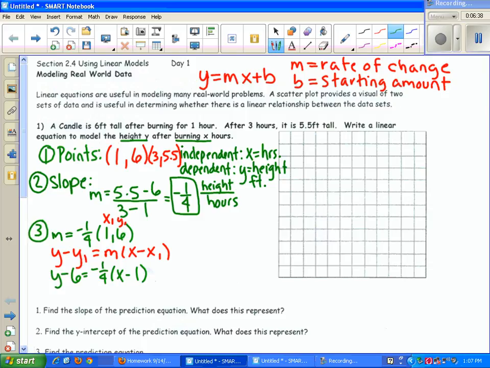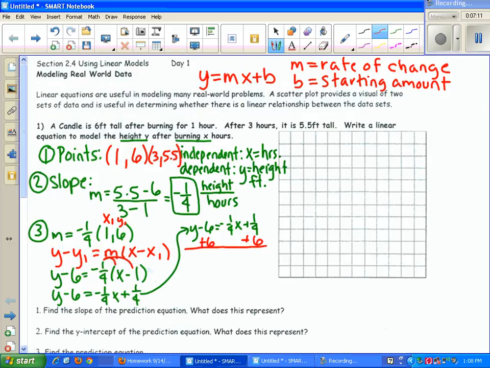So in order to do that, we have to distribute this -1/4 to each of those terms. So we get y minus 6 equals -1/4 x, and -1/4 times -1 gives me +1/4. And then I'm running out of room, so I'm going to write this over here again. So y minus 6 equals -1/4 x plus 1/4. So then the next part I need to do is add 6 to both sides.